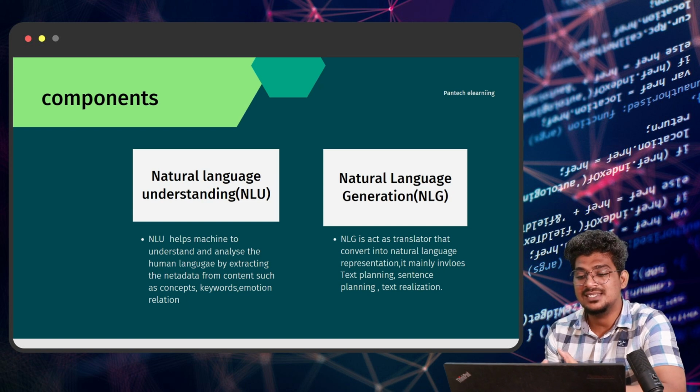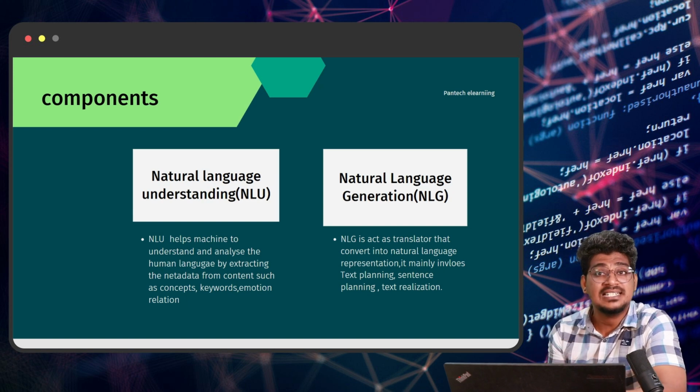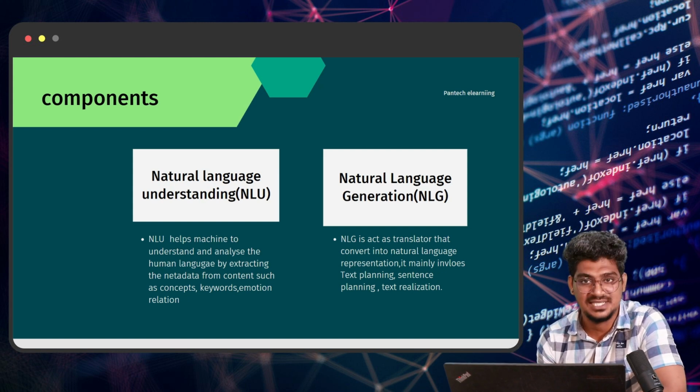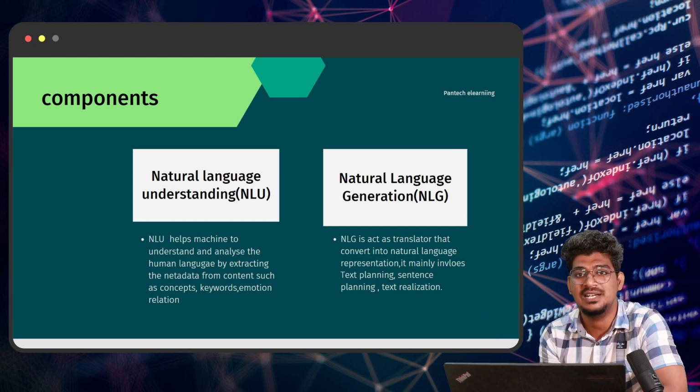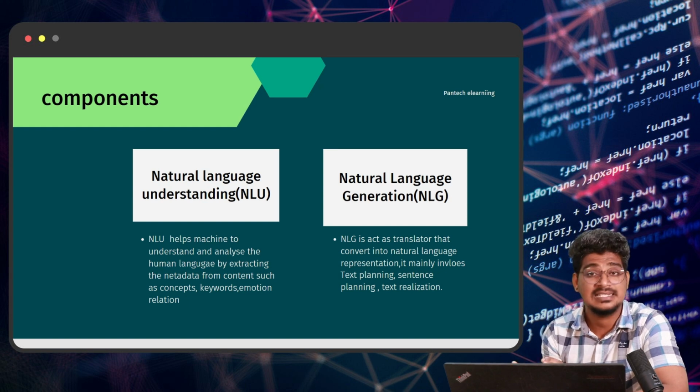So that means NLG acts as a translator that converts into natural language representation, such as content creation. For example, depending on the voiceover, it will make the content. It is not related to emotion or this kind of thing. It is content-based, majorly converting natural language. For example, text conversion. The best example is copy.ai, one of the websites.